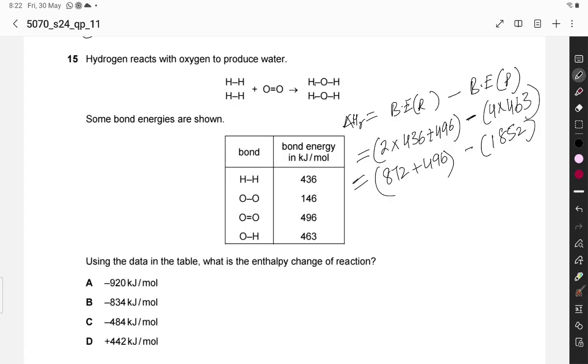So 872 plus 496, this is equal to 1368 minus 1852. This is equal to minus 484. C option is the correct option. Minus 484 kilojoule per mole.